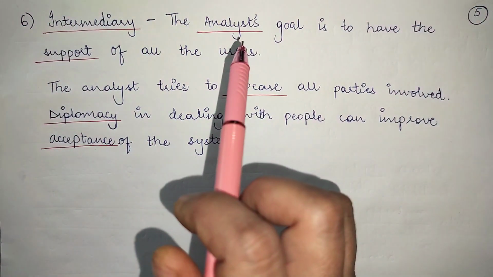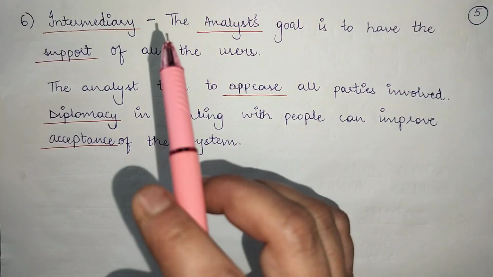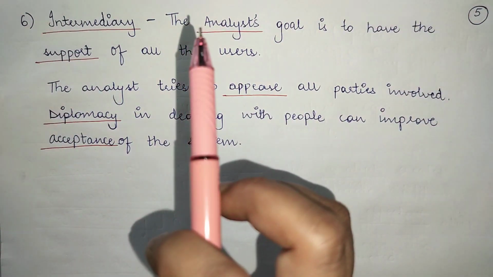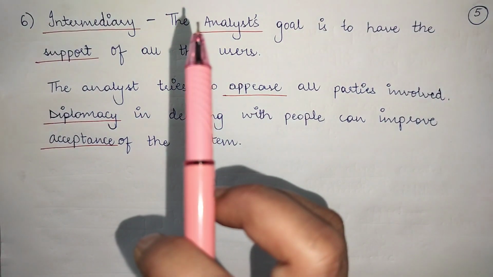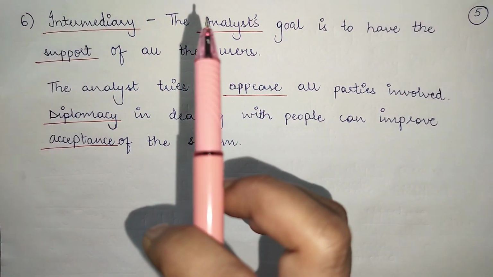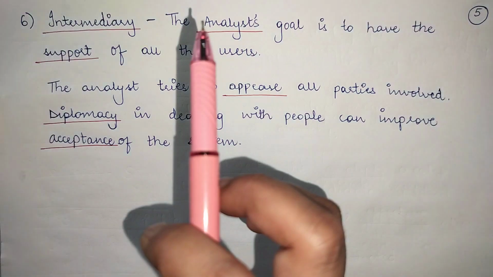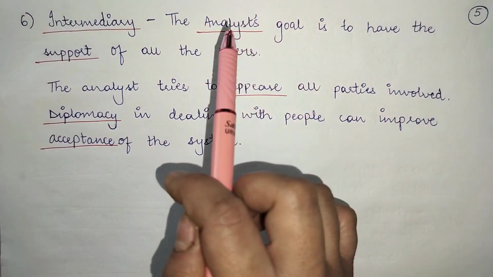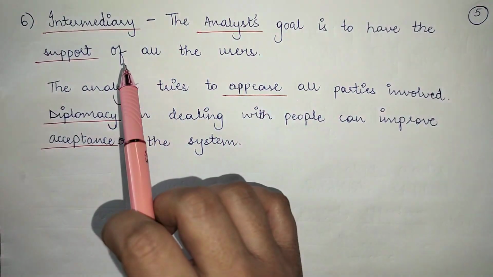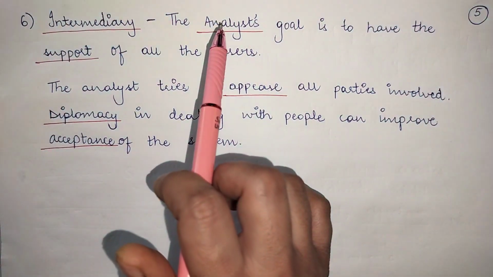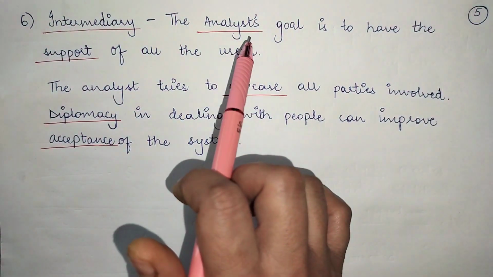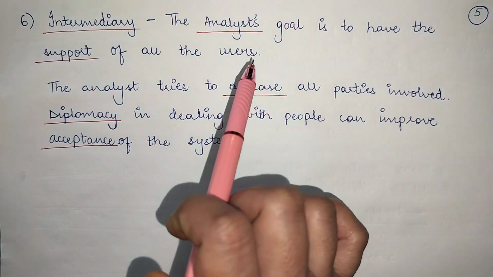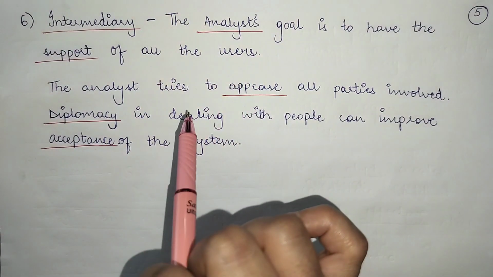He has to motivate them, he has to train them, he has to involve them during the various phases of system design and implementation. He has to gather facts, data and requirements from them. For that reason, he needs continuous interaction with them. And for this very reason, it is very important that the analyst gets full support from all the users. So the first and most important goal of any system analyst is that he has the support of all the users of the organization or business for which he is working.